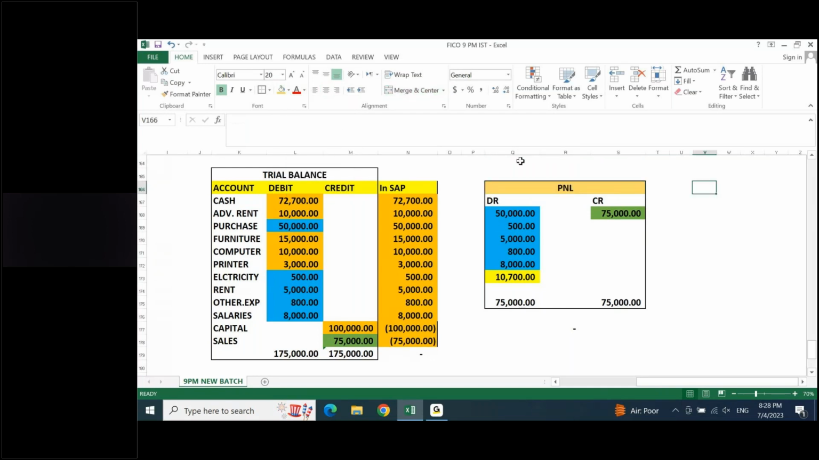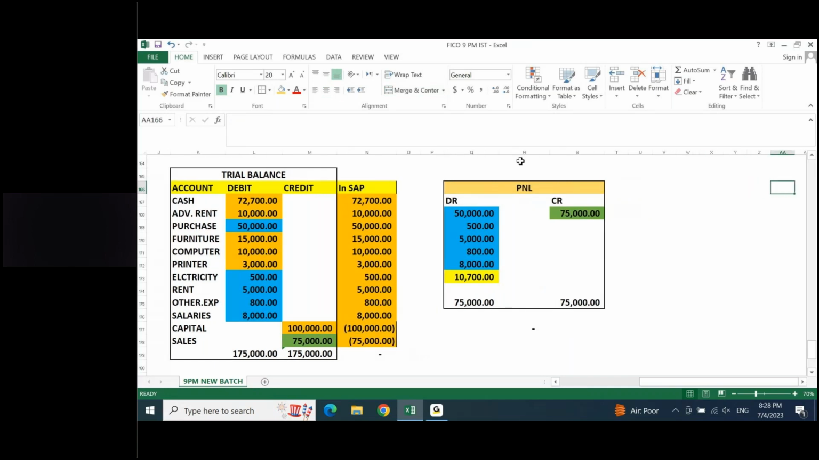Next one, after P&L, you are going to prepare what? Balance sheet. In balance sheet, you are not going to have debit and credit. You are going to have liability. You are going to have asset. Now, always you need to remember whenever you prepare balance sheet, in short, whenever you are talking from an accounting point of view, you should always represent the number either in positive or negative format only.